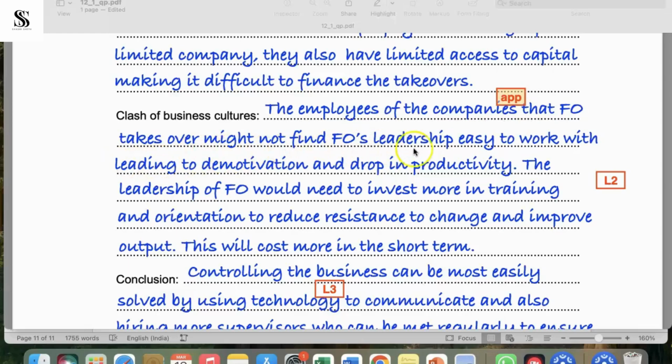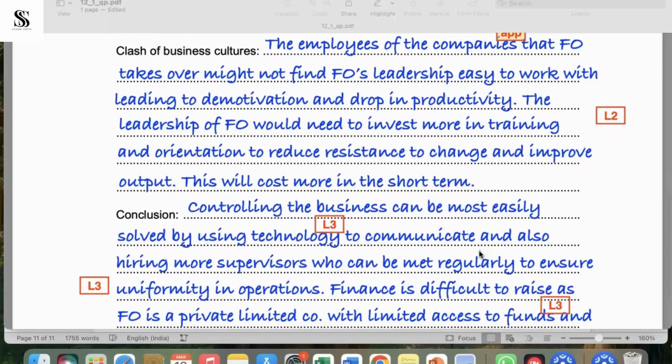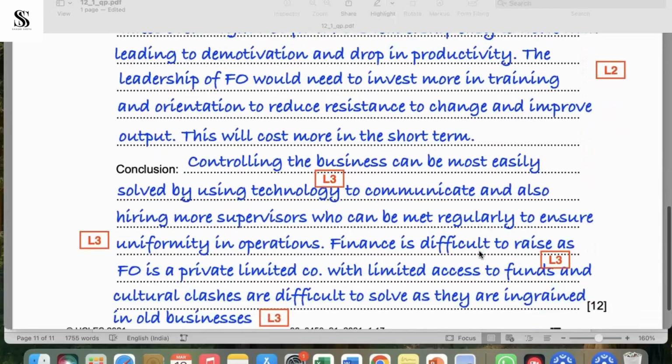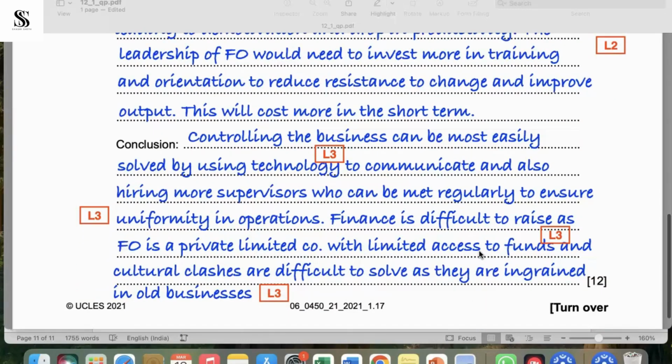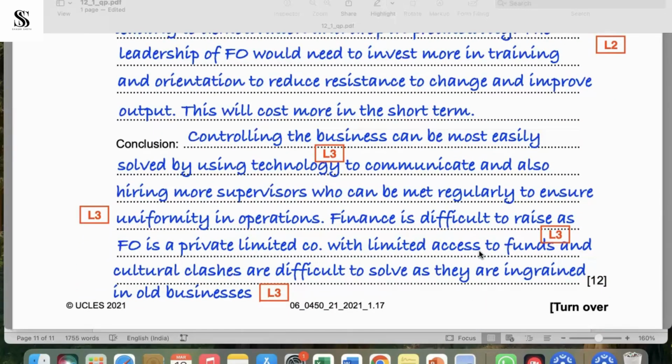Takeover might not find FO's leadership easy to work with, leading to demotivation and a drop in productivity. The leadership of FO would need to invest more in training and orientation to reduce resistance to change and improve output. This will cost more in the short term, right? Again, detailed analysis.